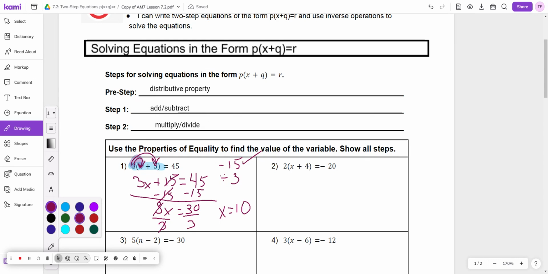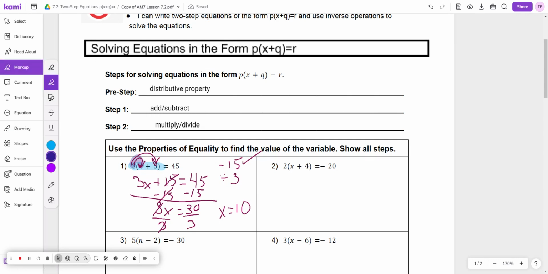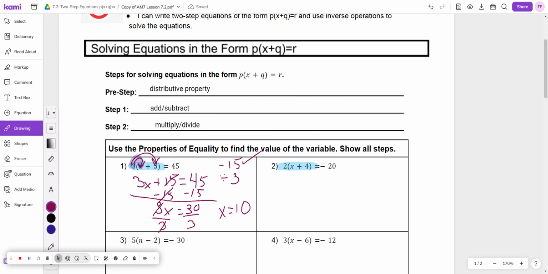All right, looking at number 2. Again, I need to do the distributive property. I know that because of this right here. That means I am going to distribute the 2 to the x and the 2 to the 4. 2 times x gives me 2x. 2 times 4 gives me 8. Added inside the parentheses, add it outside the parentheses. I didn't do anything with the equals -20, so I'm just going to bring it straight on down.